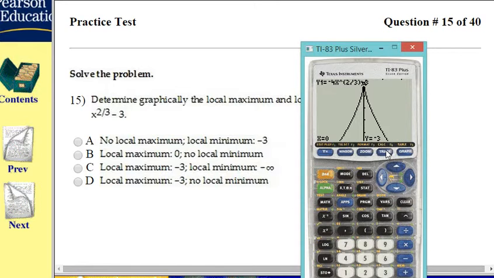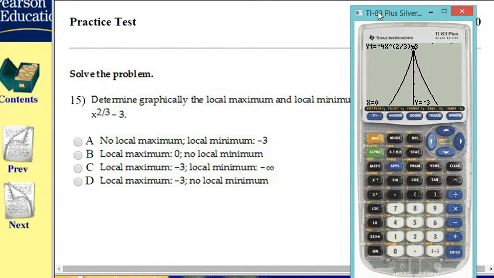So if I look at the trace and I come from this direction, it looks like my maximum value is when x equals 0, y equals negative 3. Okay? And then what would the minimum value be? What's the lowest y value you could have? Negative infinity, because it looks like if I go in this direction it goes down forever, and if I go in the other direction, if I think in terms of the y values, it looks like it goes down forever.